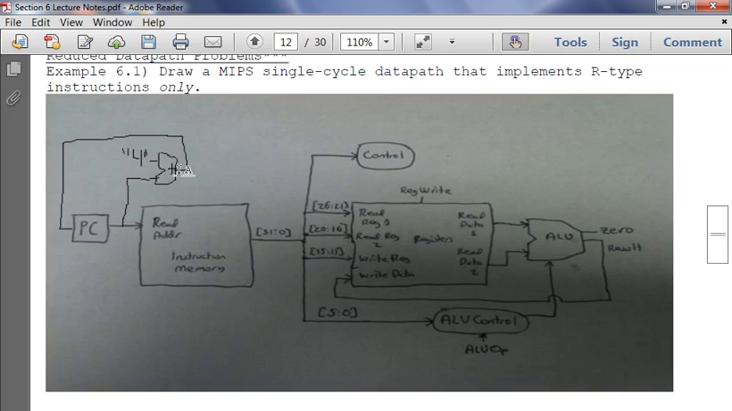Is it 15 to 9? 15 to 11. Oh, okay, correct. And it's going to load word? No, it's going to write register. Write register. The last one is write data.